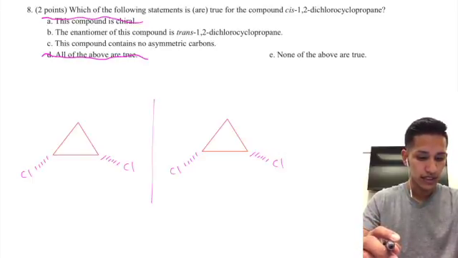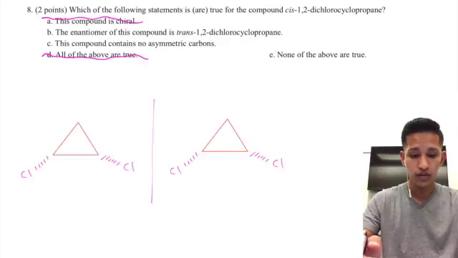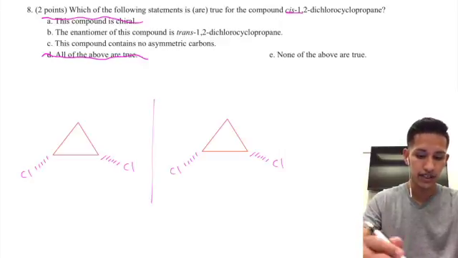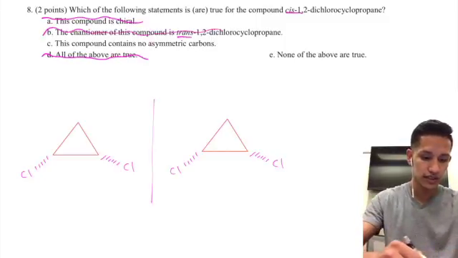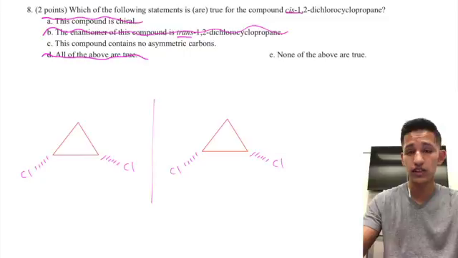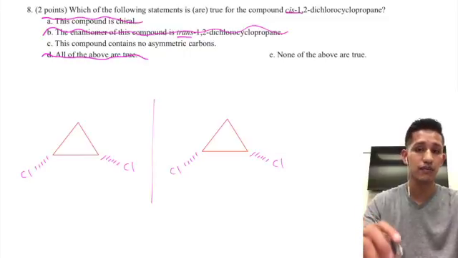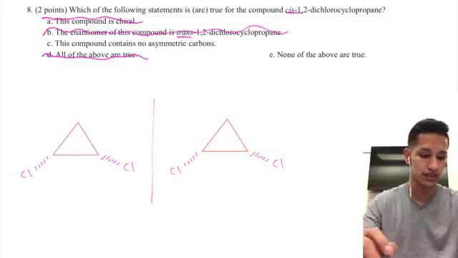Okay, B, the enantiomer of this compound is trans-1,2-dichlorocyclopropane. We know that cis and trans are actually diastereomers, and so we've got cis here, so trans would be the diastereomer, so that is out. So cis and trans are always diastereomers. That does not mean that diastereomers are always cis and trans.